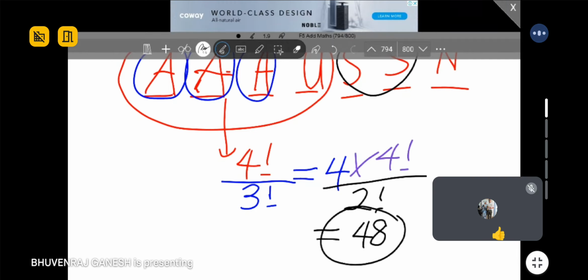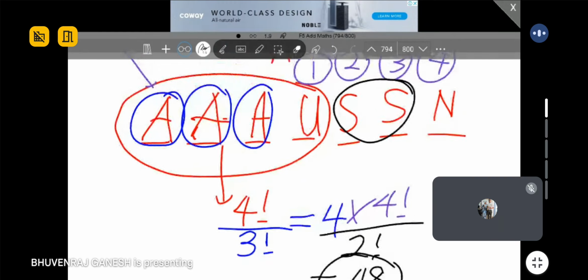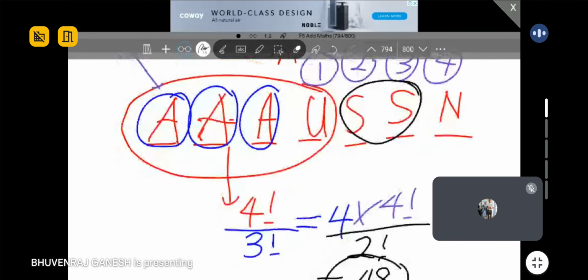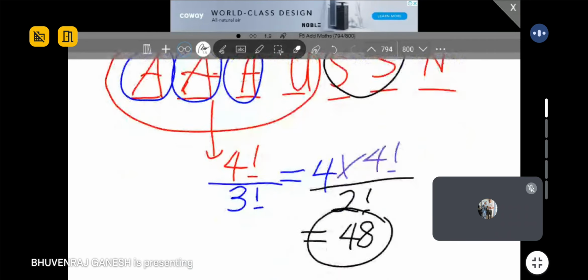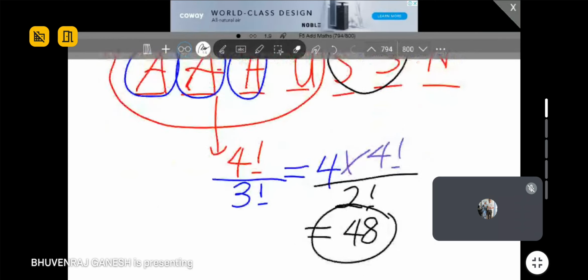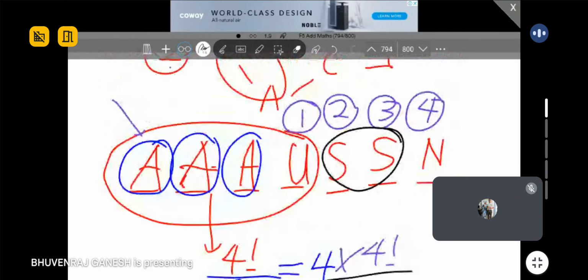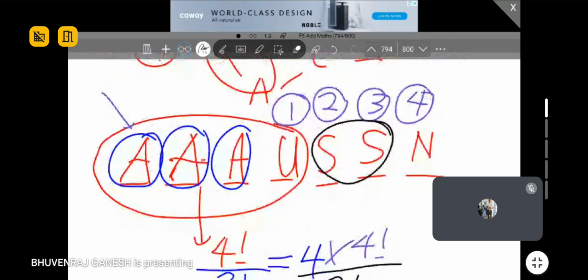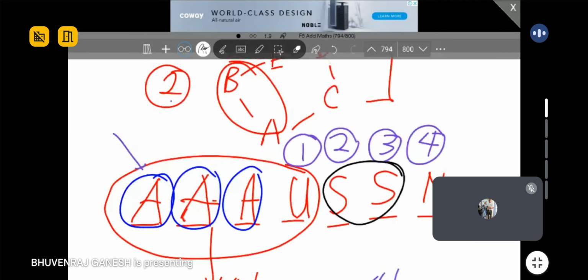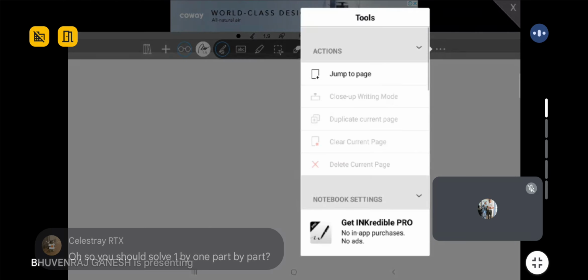Boleh dapat? So this is how we analyze it, part by part. Okay, and make sure to consider the repeating object. Okay, object yang berulang. Then you will get the correct answer. Okay? Any question for this one? No problem, huh? Okay, very good. Okay, so we see this. Oh, you should solve. Yes, correct.